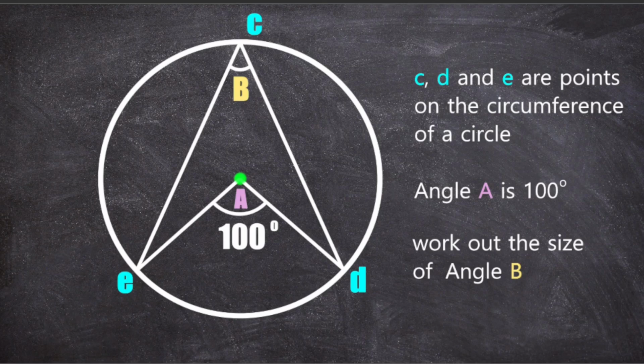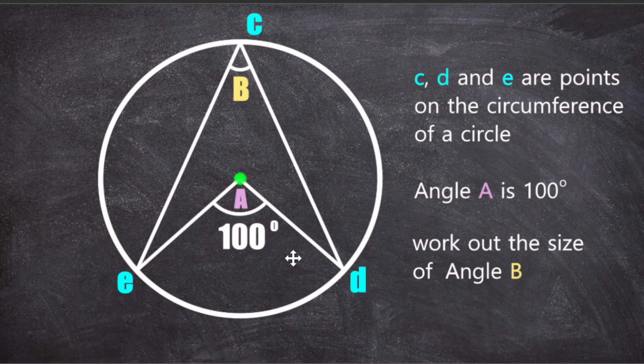Here's a typical GCSE level circle theorem question. C, D, and E are points on the circumference of a circle. Angle A is 100 degrees. This is the angle. Work out the size of angle B.